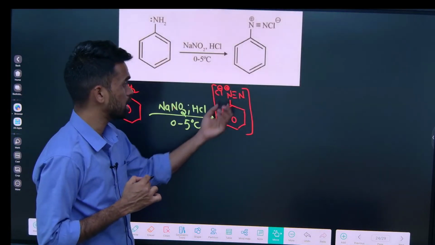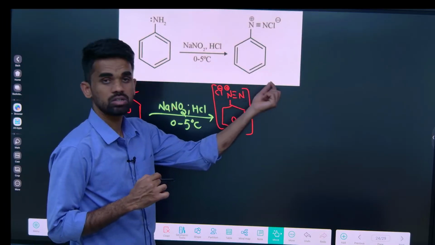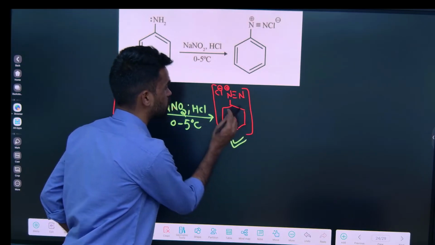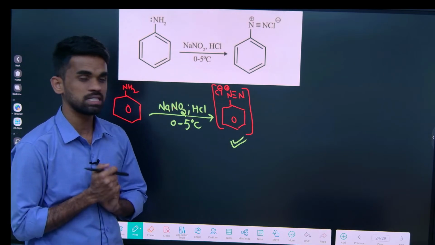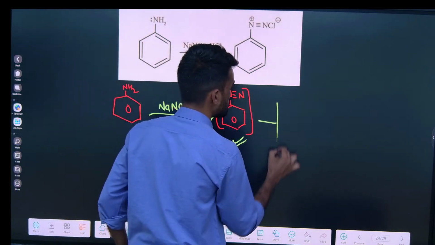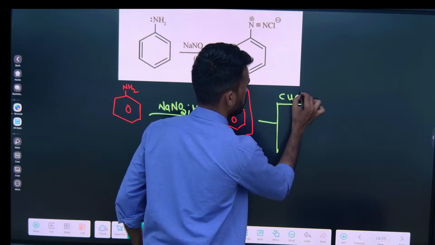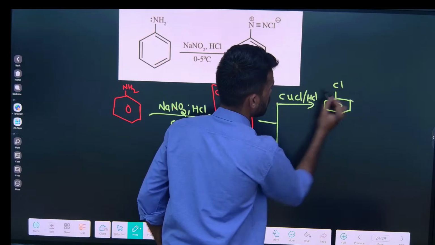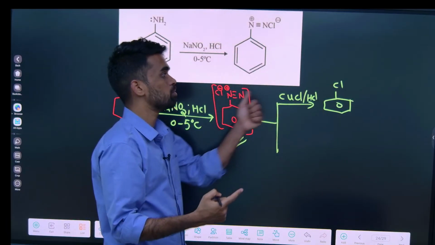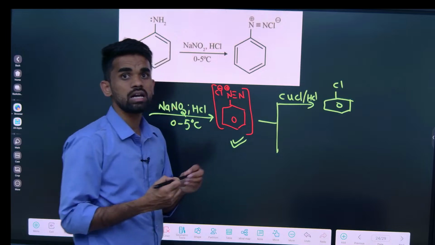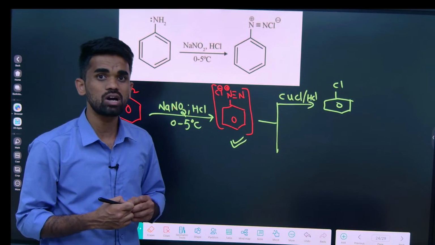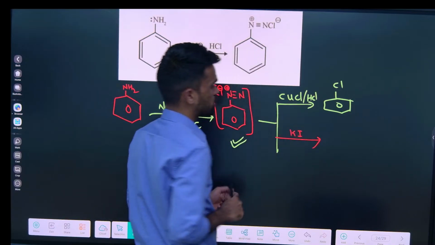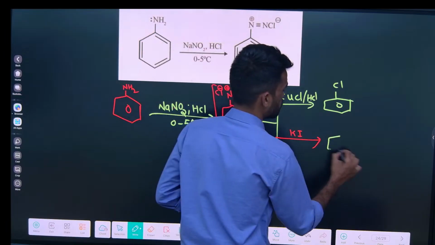Upon heating it, N2 gas comes out. That's why it is unstable. Now there are some applications, uses of this diazonium chloride in organic synthesis. You can treat it with CuCl and HCl, and you are going to get chlorobenzene. You can also prepare bromobenzene and cyanobenzene. Those reactions are called Sandmeyer reactions. And now you can treat this with KI, and you are going to get iodobenzene.